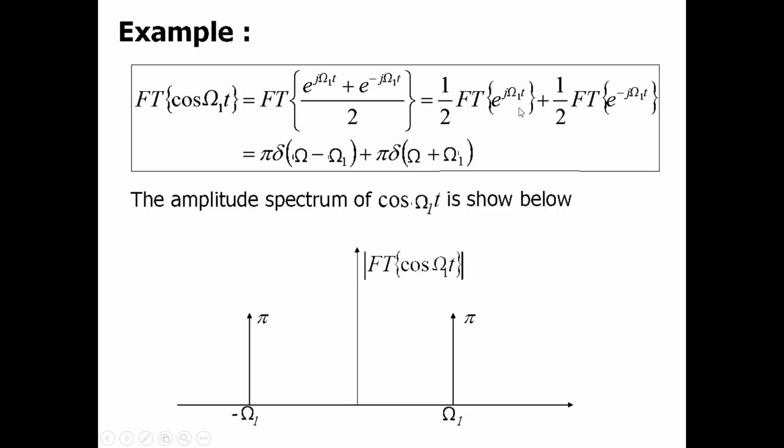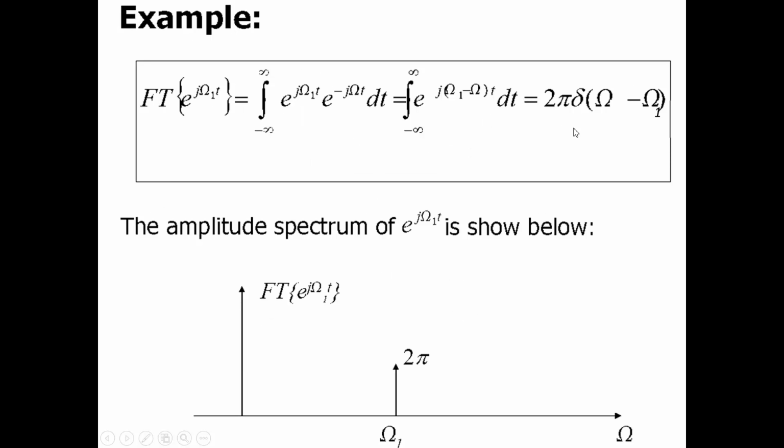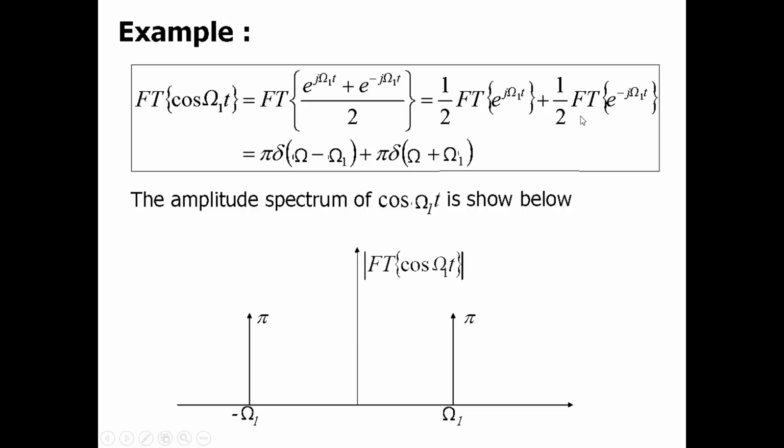We know the Fourier transform of e to the power j omega 1 t; we just solved it. It is 2 pi delta(omega minus omega 1). So the 2 will cancel out and it will be pi delta(omega minus omega 1), and for the other case it will be pi delta(omega plus omega 1), where the 2 will cancel out. So the Fourier transform of a cos function is two impulses. One is at omega 1, the other is at minus omega 1.